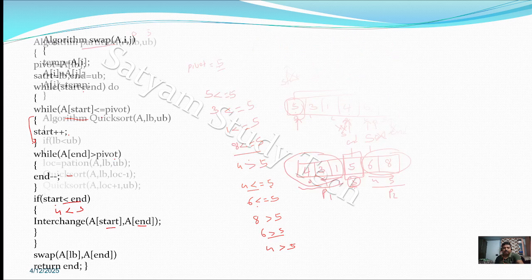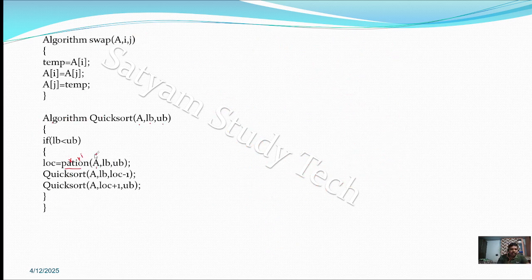Now we can see here it returns 3. The 3 is stored here as the location. Then quicksort you can apply on array A with lower bound, that is 0, and location minus 1, that is 2, and also array A with location plus 1, that is 3 plus 1, 4, and up to upper bound. What is the upper bound here? It is 5. So the same thing you can apply the quicksort again.